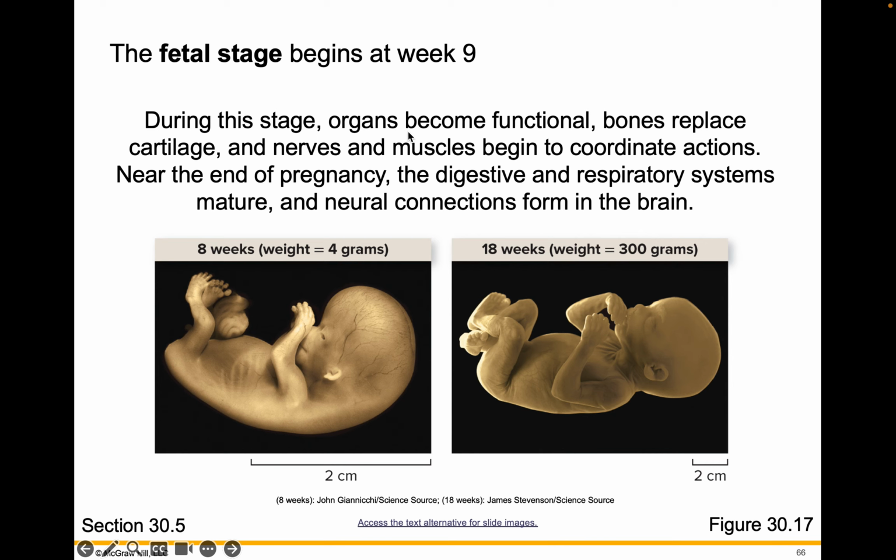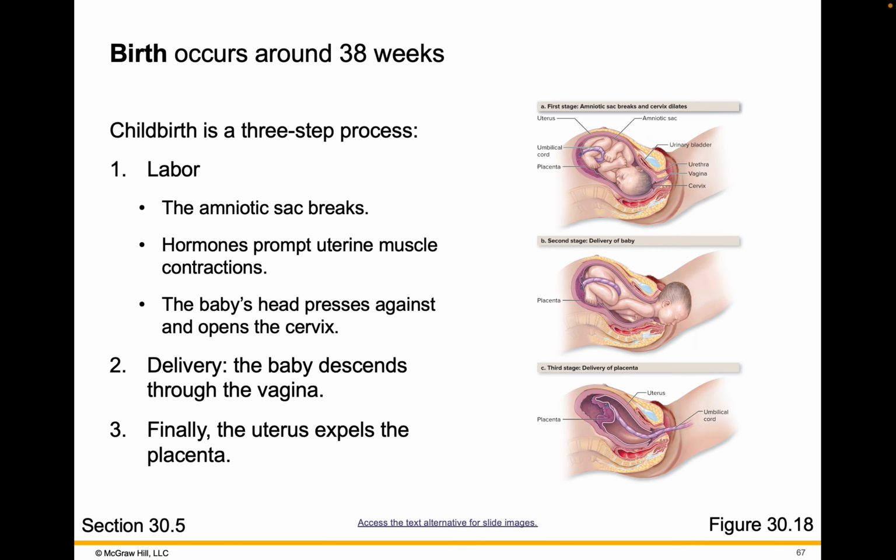During this stage, organs become functional, bones replace cartilage, and nerves and muscles begin to coordinate their actions. Near the end of pregnancy, the digestive and respiratory systems mature, and neural connections form in the brain. Birth occurs around 38 weeks.